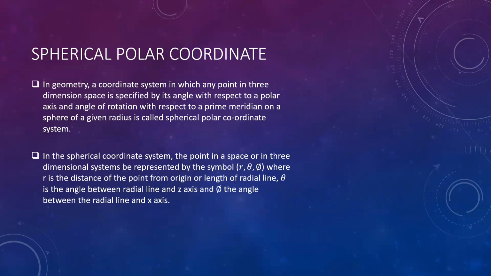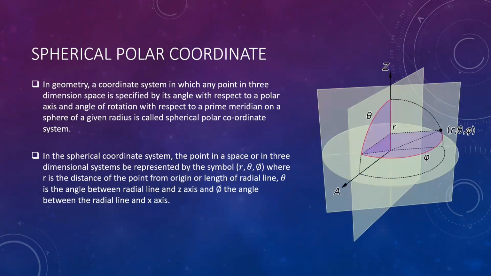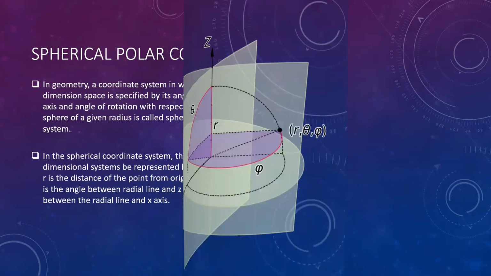In the spherical coordinate system, a point in three-dimensional space is represented by the symbols r, theta, and phi, where r is the distance of the point from the origin or length of the radial line, theta is the angle between the radial line and the z-axis, and phi is the angle between the radial line and the x-axis. We can show the figure like that.